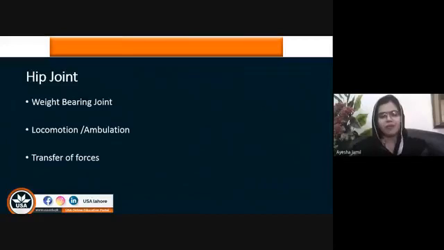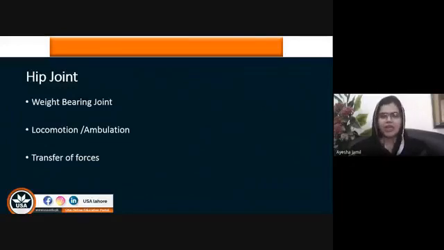As it is a weight-bearing joint, its function is to provide locomotion and ambulation and transfer the body weight from one area to another. It also serves to transfer the weight of the head, neck, arm and the torso from the hip down to the ground, and to receive the ground reaction forces and move them upward towards the other areas of the torso, including the spine.